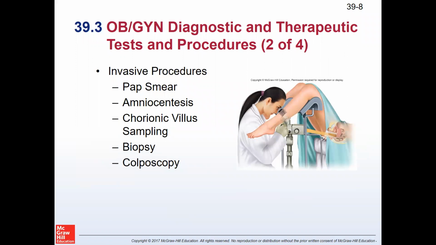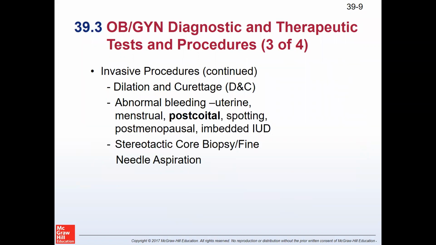Our invasive procedures: we are going to set up for a pap smear. You may get to see an amniocentesis if you ever work for an OBGYN. Other invasive procedures include the D&C, where they are cleaning out the uterus and the cervix if, say, someone was pregnant and had a miscarriage. Then we have abnormal bleeding: uterine, menstrual, spotting, postmenopausal. We have different things that may happen. There is also embedding, or placing, the IUD.